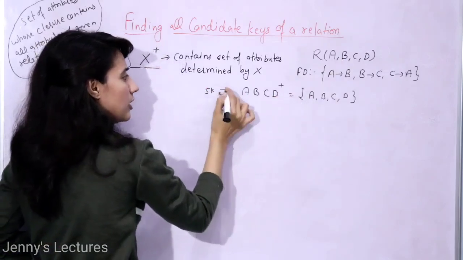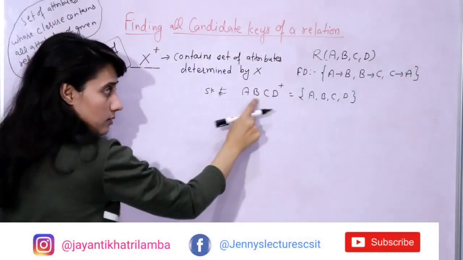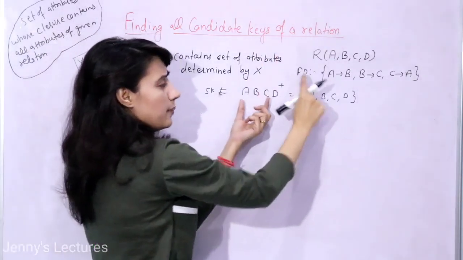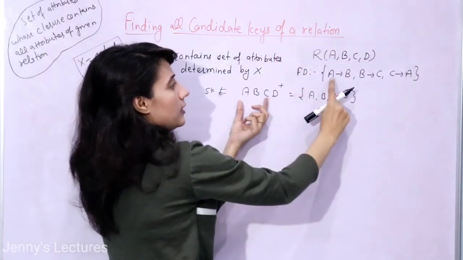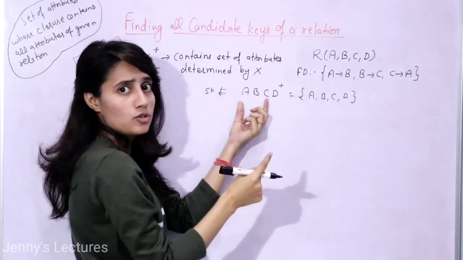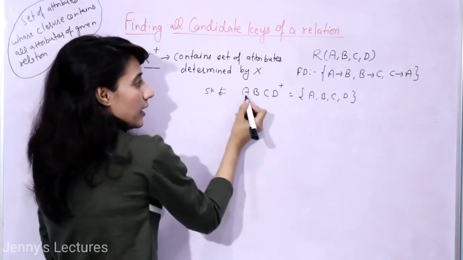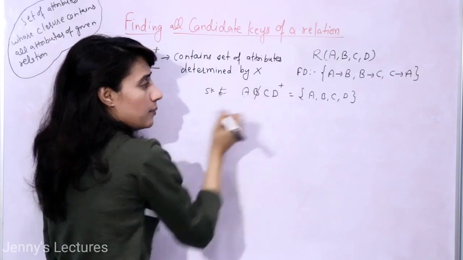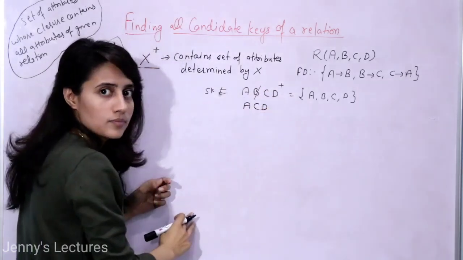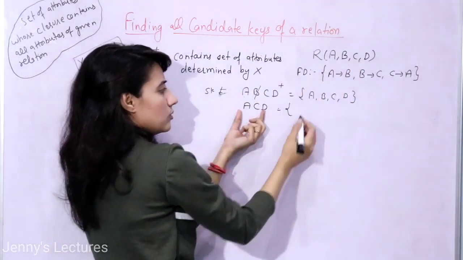Now you need to check, can you discard any attribute from this super key? Check the functional dependencies for this. See, A can determine B. If you have A, you can determine A as well as B. I have A, so I can discard B here. So now A, C and D. Using these three only, I can determine all the attributes.